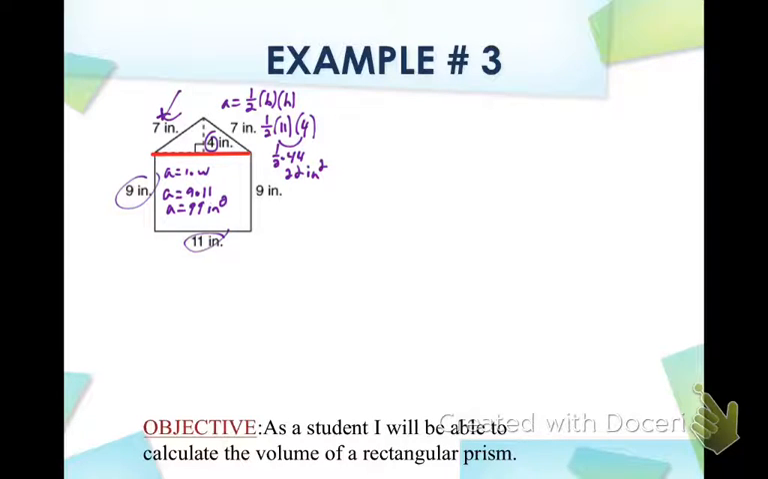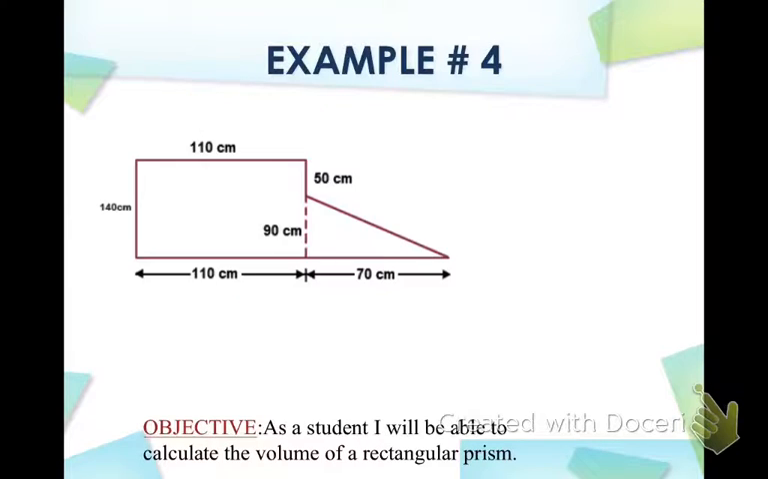So we're going to go ahead and find the total area. We're going to add them up, 99 plus 22, and that's going to give us 121 inches squared, and that's the total area of this shape. Look at that. Moving on, example number 4, the last example I'm going to show you.